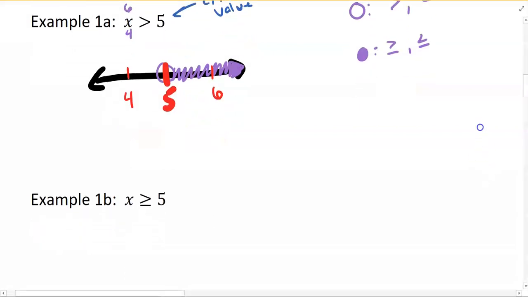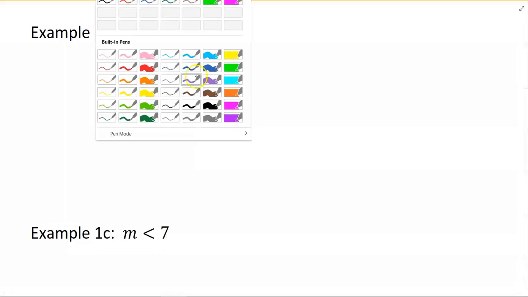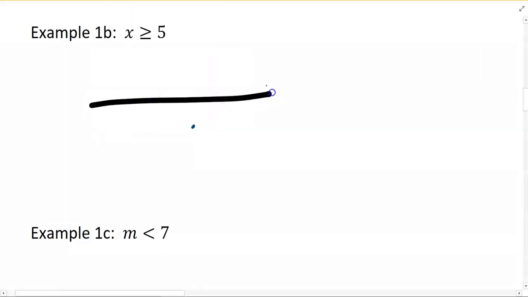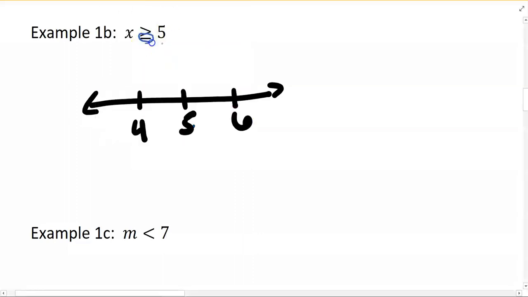So let's look at example 1b. Similar problem, now we have x is greater than or equal to 5. And so again, we're going to draw our number line. And in the middle, we're going to put 5. To the left of 5 is 4. To the right of 5 is 6. And so in this case, we are equal to, so at 5, I'm going to put a dot.